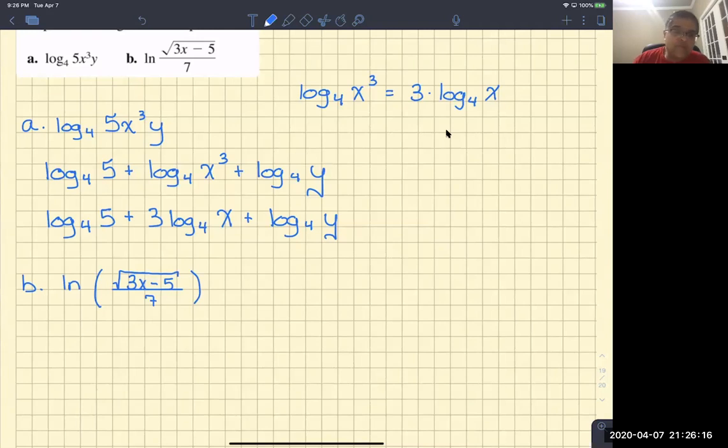So let's go for it. The first thing I'm going to do is rewrite my fraction using the quotient rule. And the quotient rule says that I can rewrite this with subtraction, that it is the natural log of the numerator minus the natural log of the denominator. So this is the natural log of the square root of 3x minus 5, minus the natural log of 7.